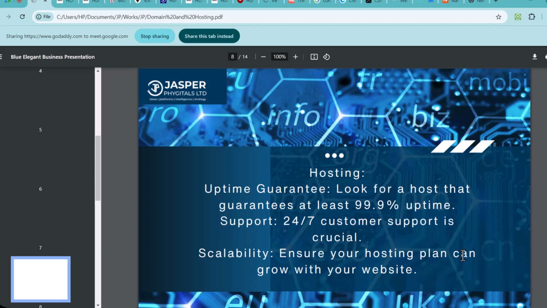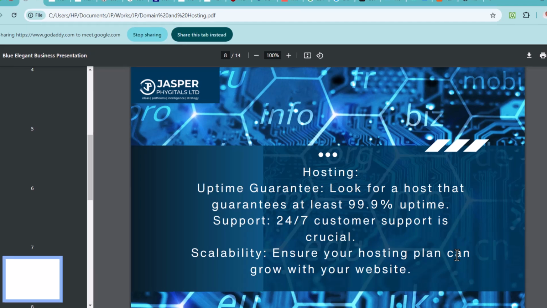Like Namecheap, for example, if you want to speak with their customer support and we chat them now, in the next 10 minutes, we're going to get a feedback. But most of the Nigerian hosting companies don't have that feature. Then another thing you should look at is scalability. The hosting platform you bought, do they have packages that can be scaled?